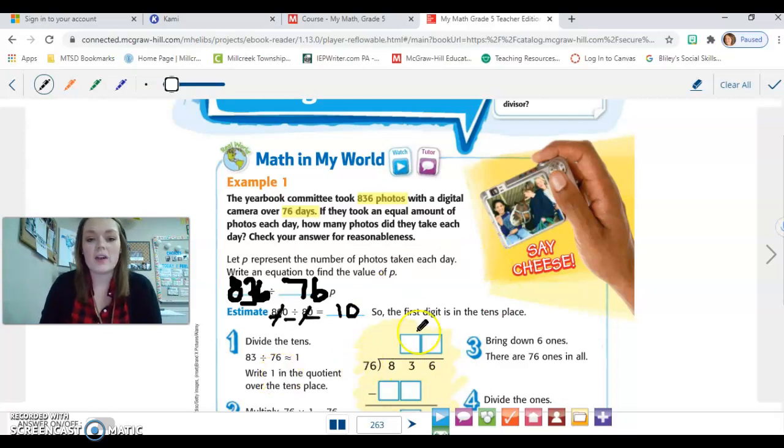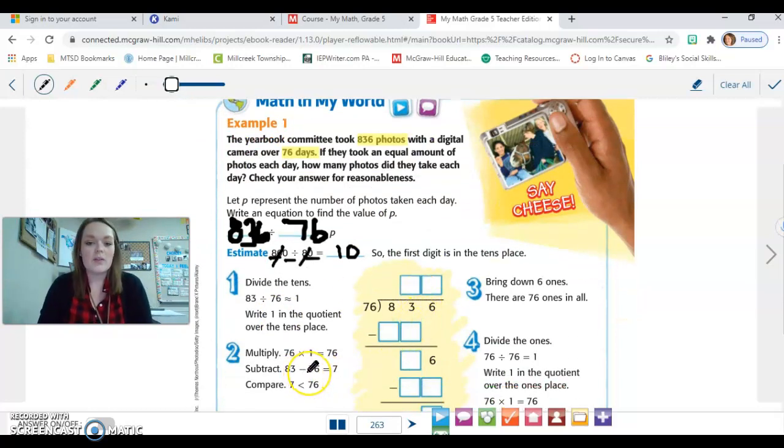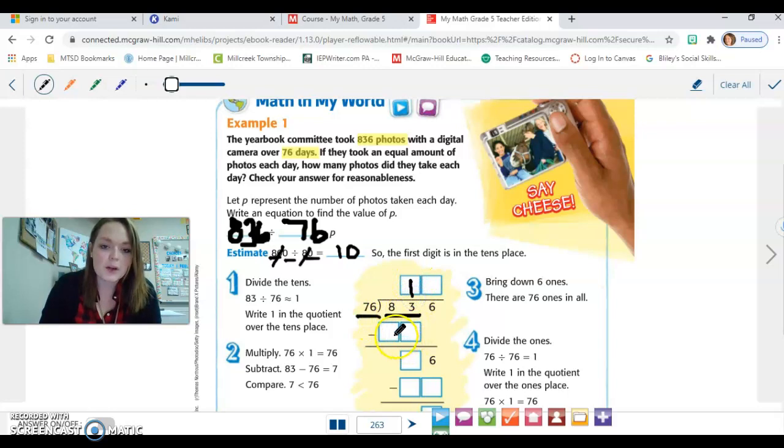They have this set up for us in problem number 1. We have 836 divided by 76. We're going to look at our first two numbers. How many times does 76 go into 83? Okay, let's think about it. 76 plus 76, that's too high. So we know that 76 can go into 83 one time. Put our 1 on top, subtract, put our 76 below. We have 83 minus 76.